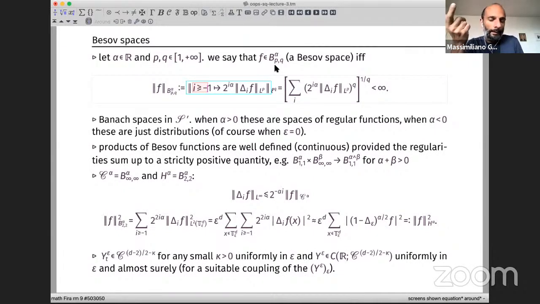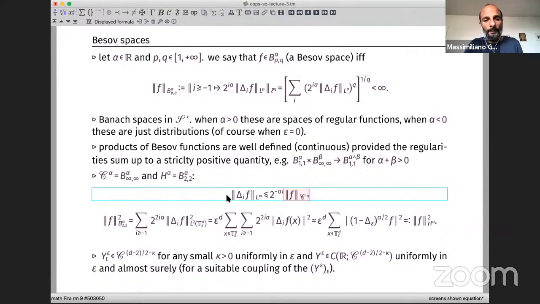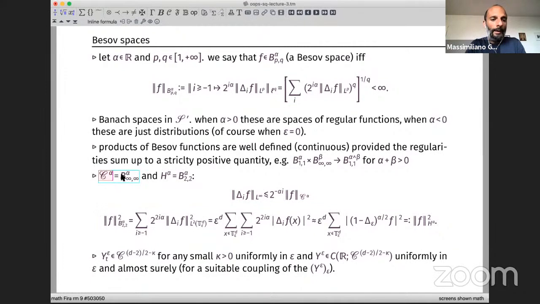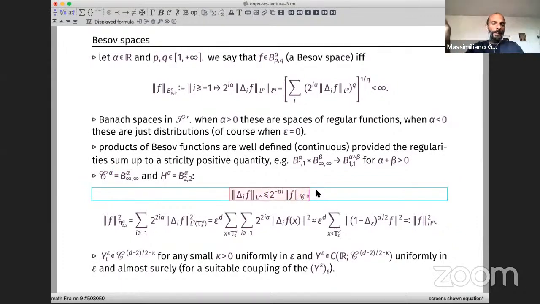Besov spaces depend on three indices: the spatial summability, the summability in the scale index, and the regularity, which is this multiplication factor in the scale index. The easiest to understand are the spaces where you have infinity, infinity, because the norm really corresponds to the smallest constant with which you can write this bound for every block. In L infinity, I will write C^alpha for the B^alpha_{infinity,infinity} space. And this means just that the blocks have a certain polynomial behavior in alpha, in the block number.